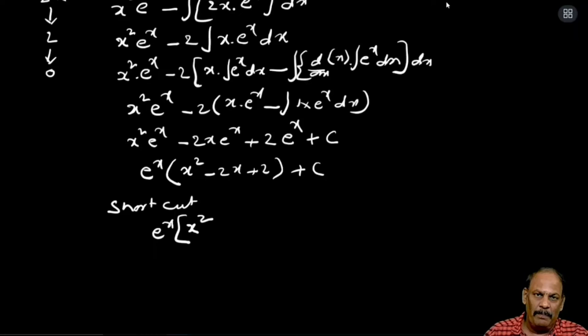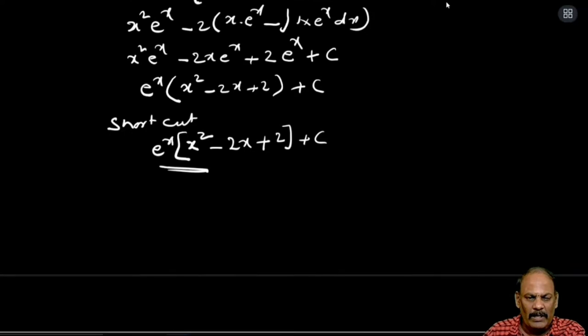Alternate plus minus you have to keep. Since the first value is plus, you have to keep negative. X square differentiation is 2x. Since it is negative, keep plus. 2x differentiation is 2, plus c. This is a very simple shortcut.